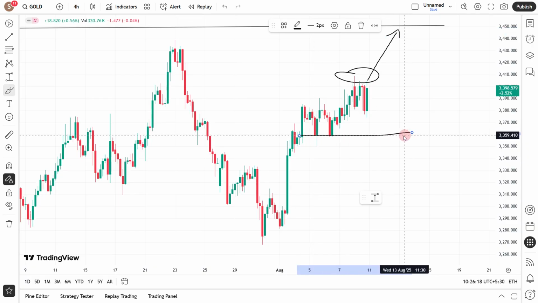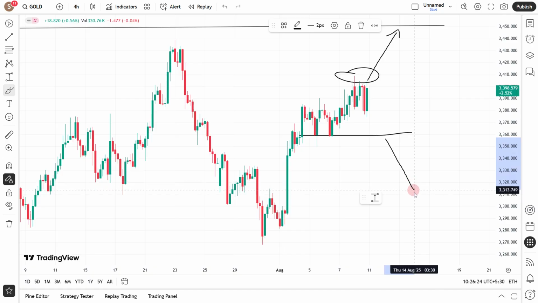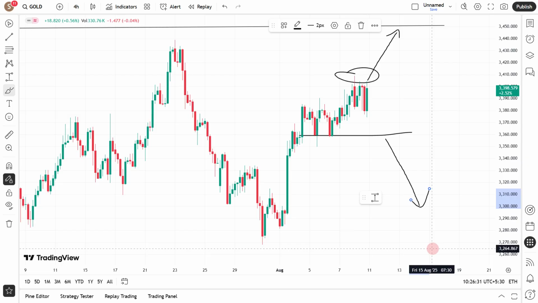If any breakdown happens below 3360, then it could be a possible chance that the price can fall down up to 3300 as well. So both the opportunities, both the options are available in front of you. For swing traders, wait for a proper breakout before entering into big positions on a sell side.